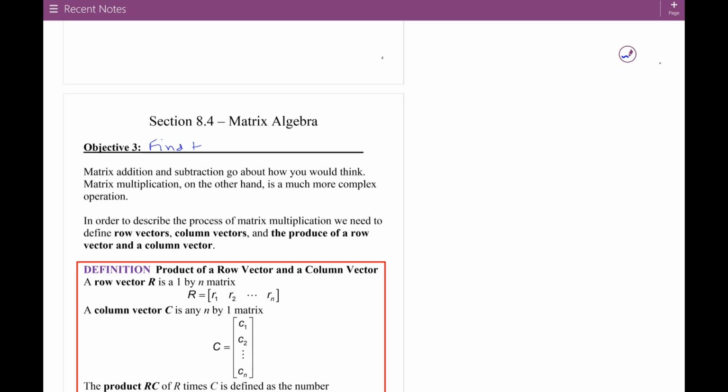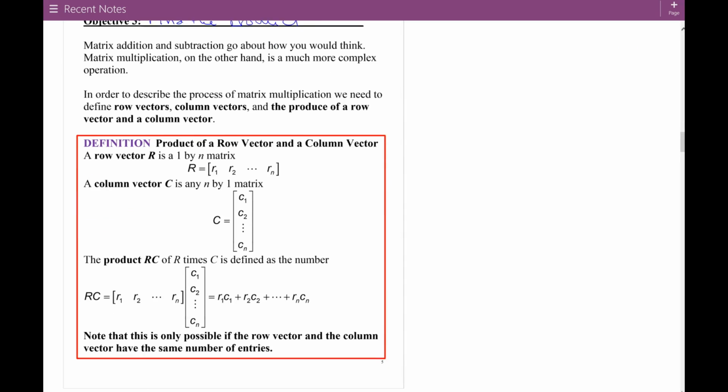So the thing that's going to be the most useful for us is to find the inverse, but first find the product. So let's find the product of two matrices, and we're not going to actually use this except to check our answers for the last objective.